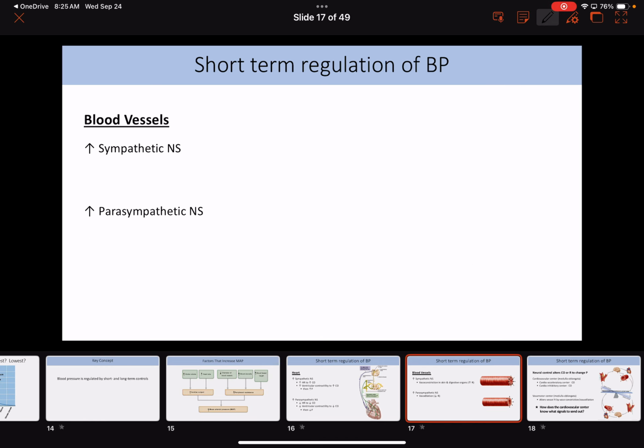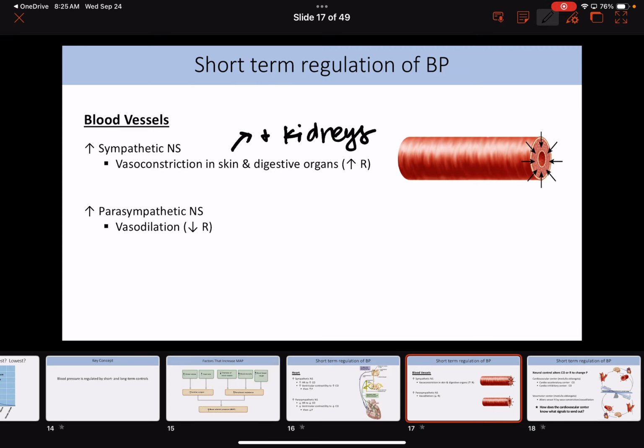With blood vessels specifically, if we have increased sympathetic activation, we're going to have vasoconstriction at things like our skin and our digestive organs, as well as our kidneys. Because we're going to want to bypass those areas during times of fight or flight, and redirect that blood to the heart and the brain and the lungs.